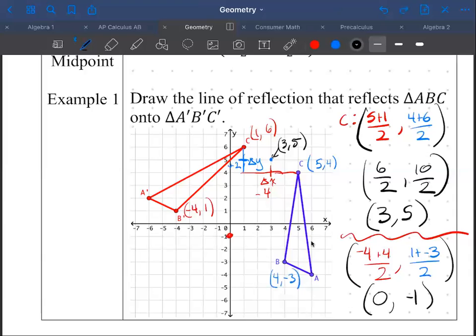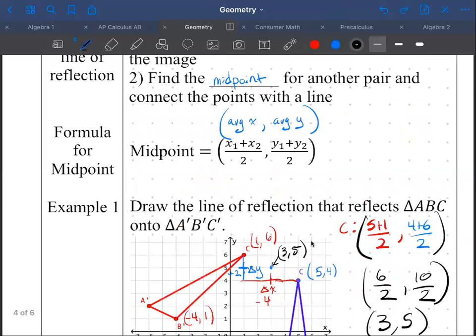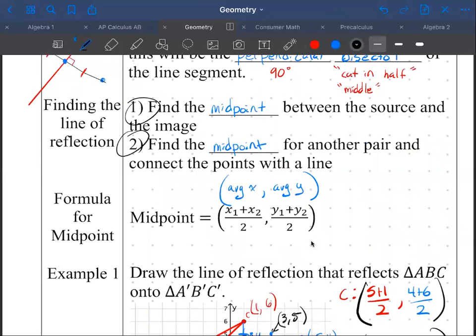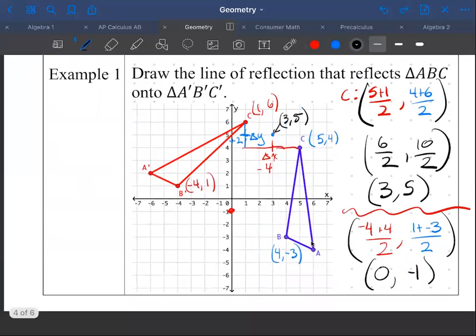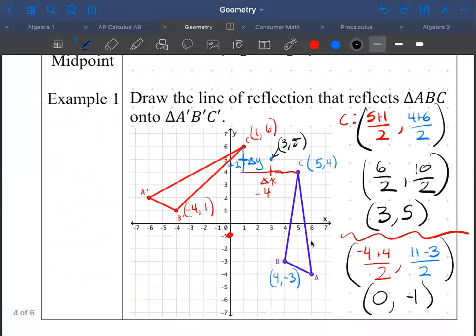Cool. Give me a fist of 5 on how well you understand everything up to example number. Oh, we haven't even finished our problem. Let me finish the problem before I ask for the fist of 5. Remember, our steps are find the midpoints, and then finally, I guess this is kind of a hidden step 3, you need to connect the points with a line, which we have not done yet. So let's go ahead and connect those points with a line. And I'm going to go ahead and attempt my sketch. It's going to come through here like that. There's our line of reflection.